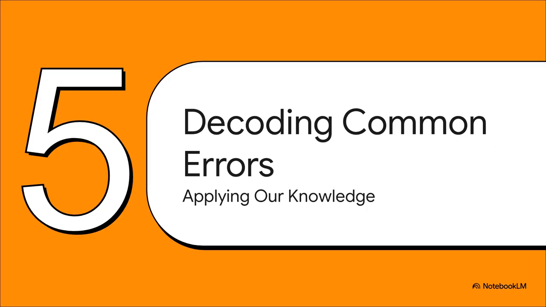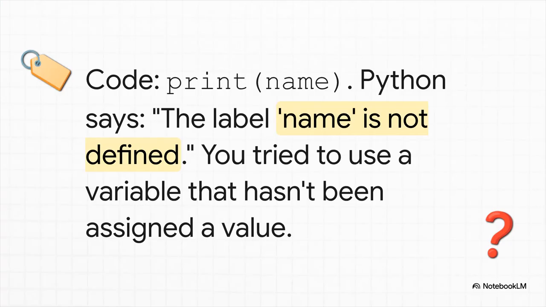All right, we've built our foundation. We know variables are labels, we get dynamic typing, we understand the critical difference between mutable and immutable, and we know why style matters. So now, let's use that knowledge and go back to face those errors we started with. Remember this guy? The name error? That message, name is not defined, isn't so mysterious anymore, is it?